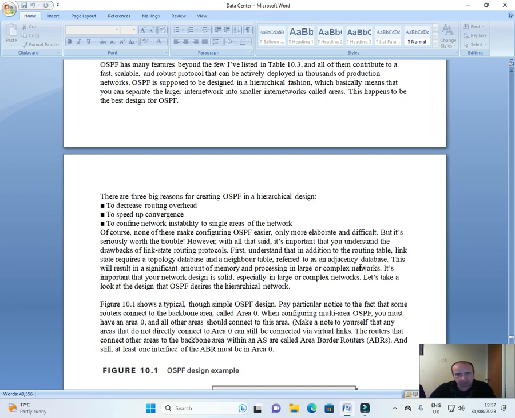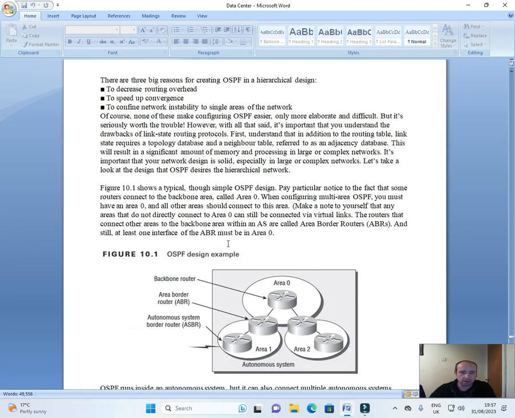and a neighbor table, also referred to as an adjacency database. This will result in a significant amount of memory and processing in large or complex networks. It's important that your network design is solid, especially in large or complex networks. Let's take a look at the design that OSPF desires: the hierarchical network.